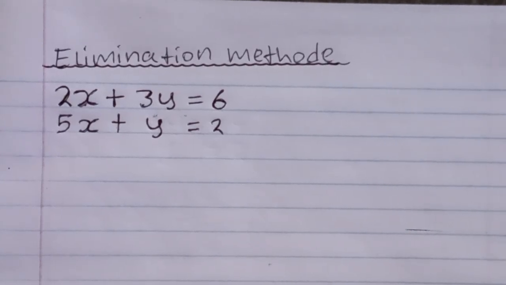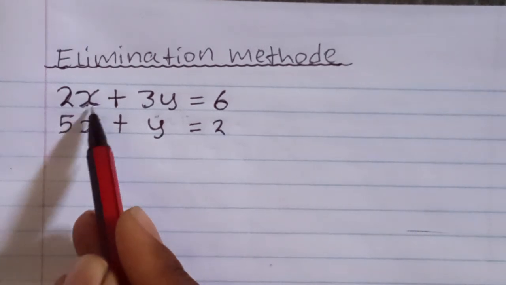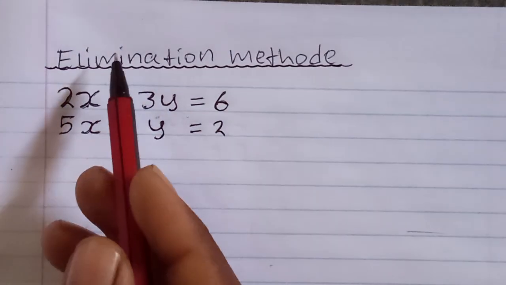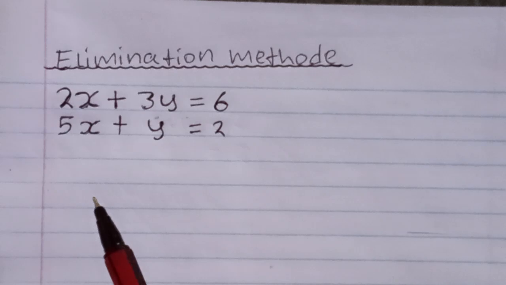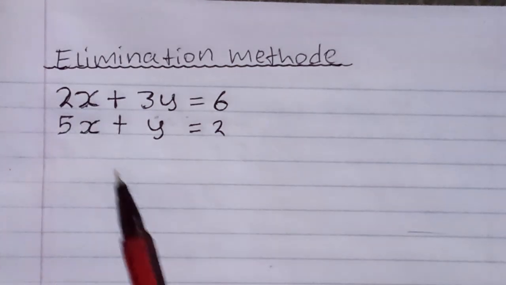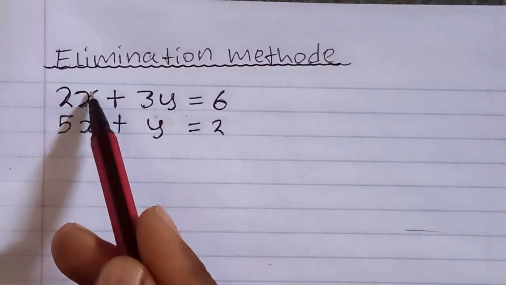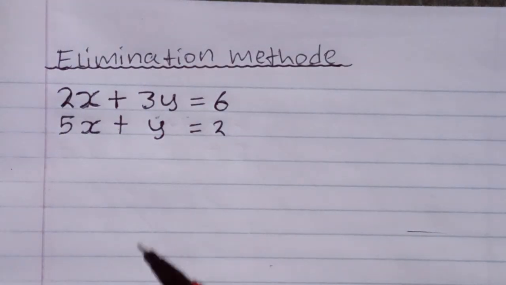This is a simultaneous equation, and we are going to use the elimination method to find the value of x and the value of y using two systems of equations. The word eliminate here means to get rid of something. So we will need to get rid of either these terms or these terms. So how are we going to do that?